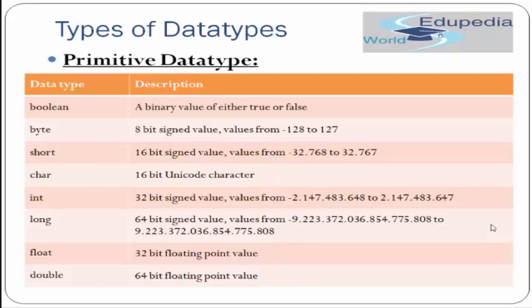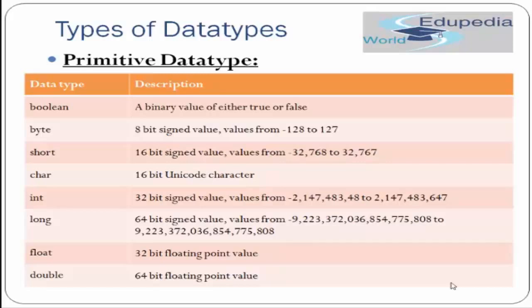A short takes up a 16-bit signed value. So when we are saying 16 bits, that means 2 bytes. Okay, so it's taking up 16 bits and it is a signed value. Signed value means it can have either a negative or positive value. And what's the range of that? So the range of short is -32768 to +32767.